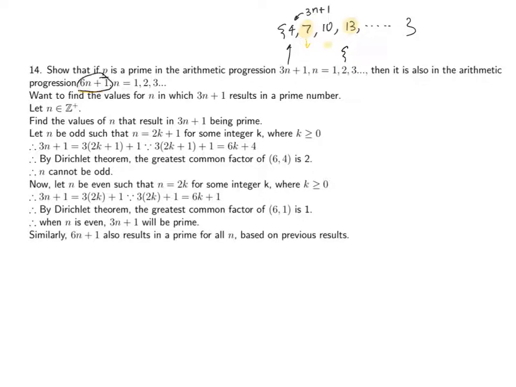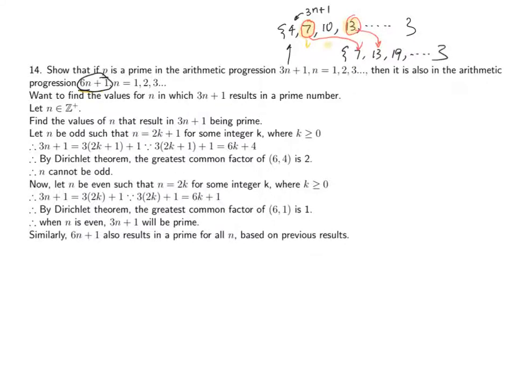like in this sequence you have when n is 1, this is 7, when n is 2, this is 13, when n is 3, this is 19, and so on and so forth, right? The question is, whenever you have a prime in this sequence, you want to show that it's also in this sequence. That's what it is.